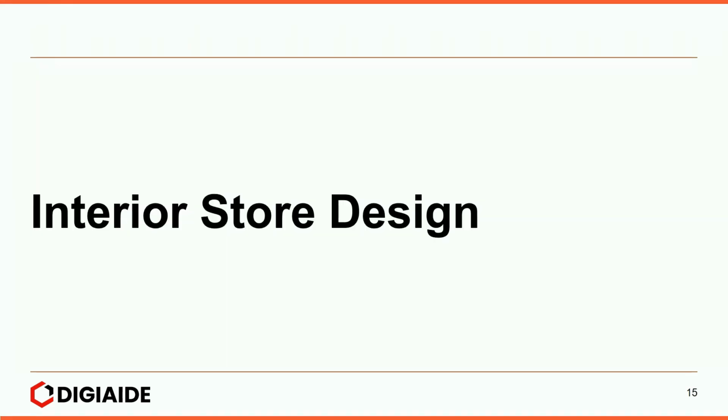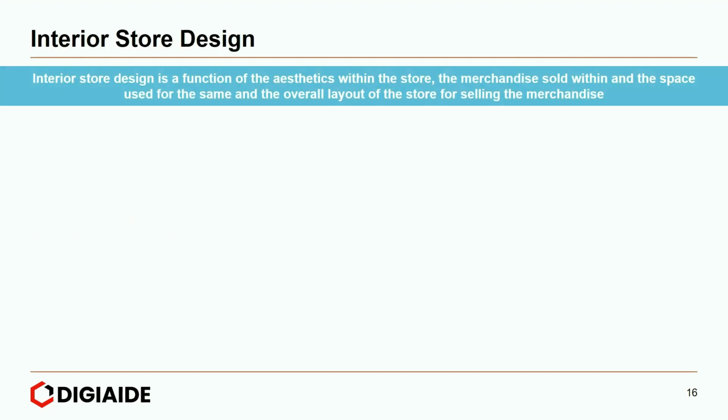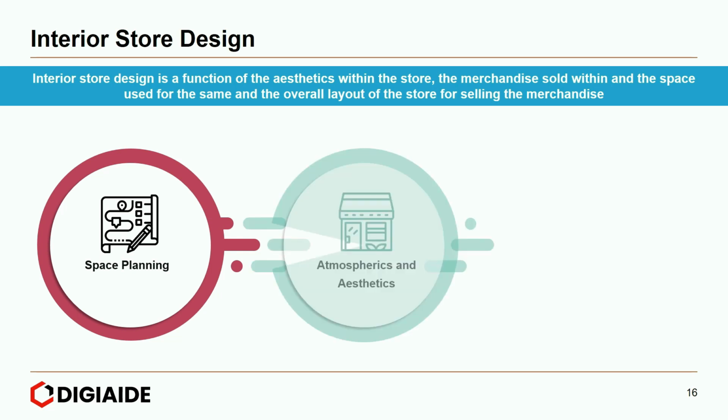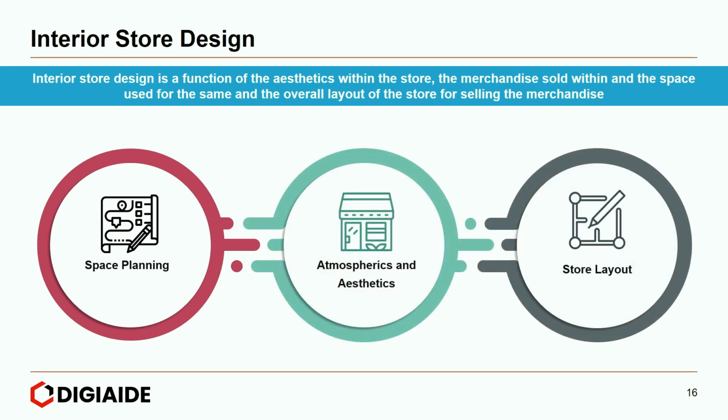Moving on to the other element of store design, which is the interior store design. Interior store design is a function of the aesthetics within the store, the merchandise sold within, and the space used for the same and the overall layout of the store for selling the merchandise. Interior store design entails space planning, atmospherics and aesthetics, and the element of store layout will be covered separately.